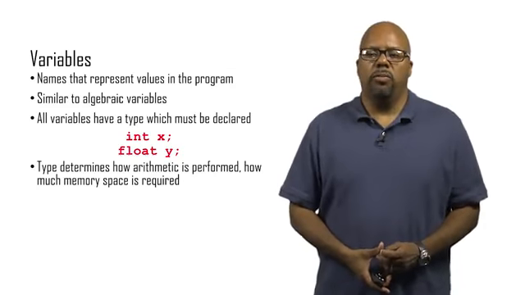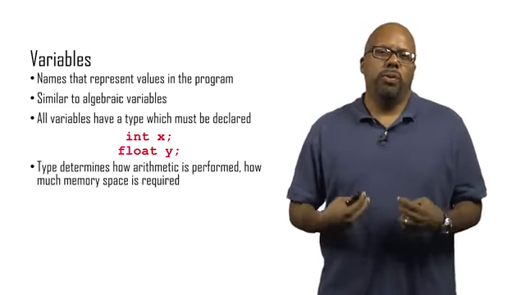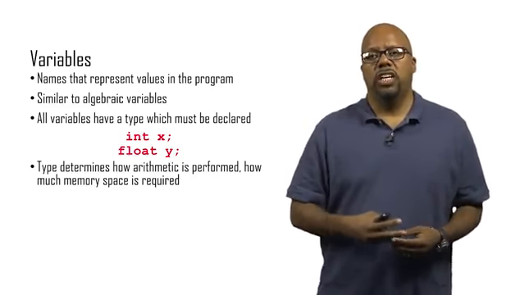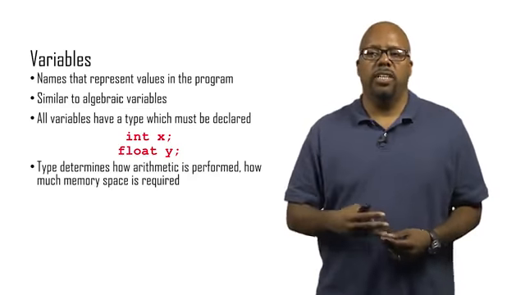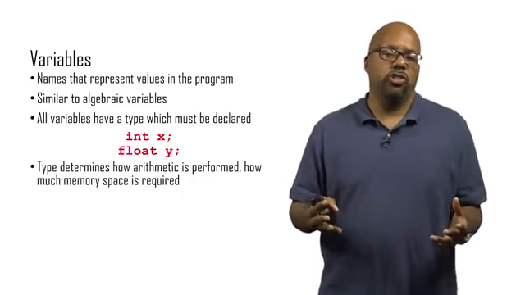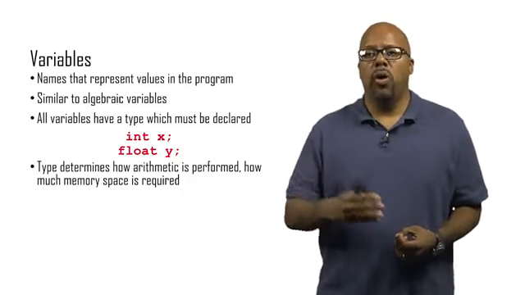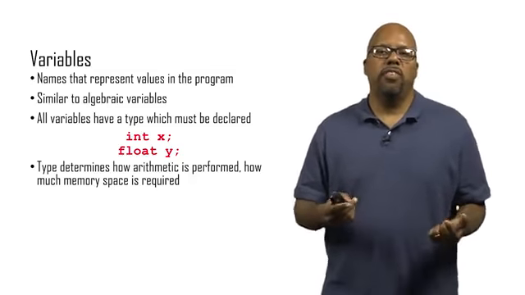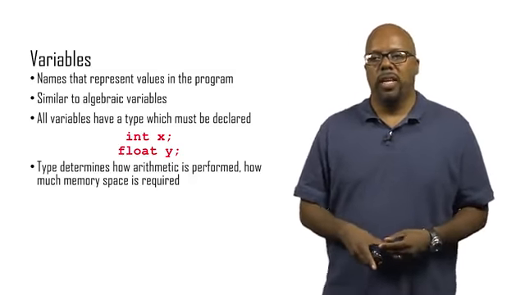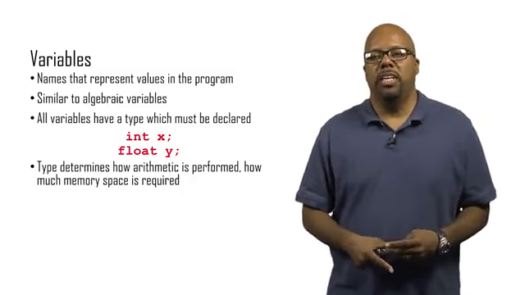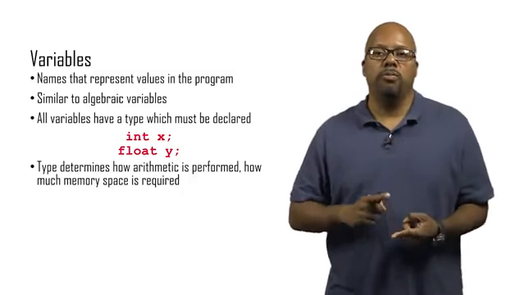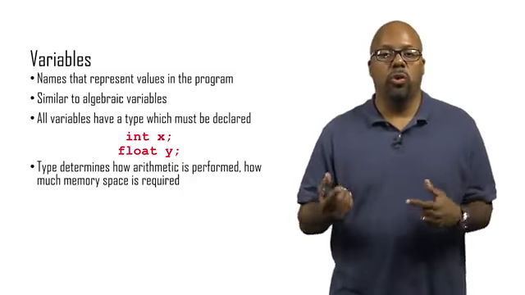The type of a variable tells you, intuitively, what kind of data it is going to hold. So for instance here, I say int x. I'm saying x is going to be an integer. Int is short for integer. Or I say float y. I'm saying y is going to be a floating point number. So I'm telling you what type of information is going to be held in that variable. The type is important because it determines how arithmetic is performed, and it determines how much memory is going to be used to store the variable.